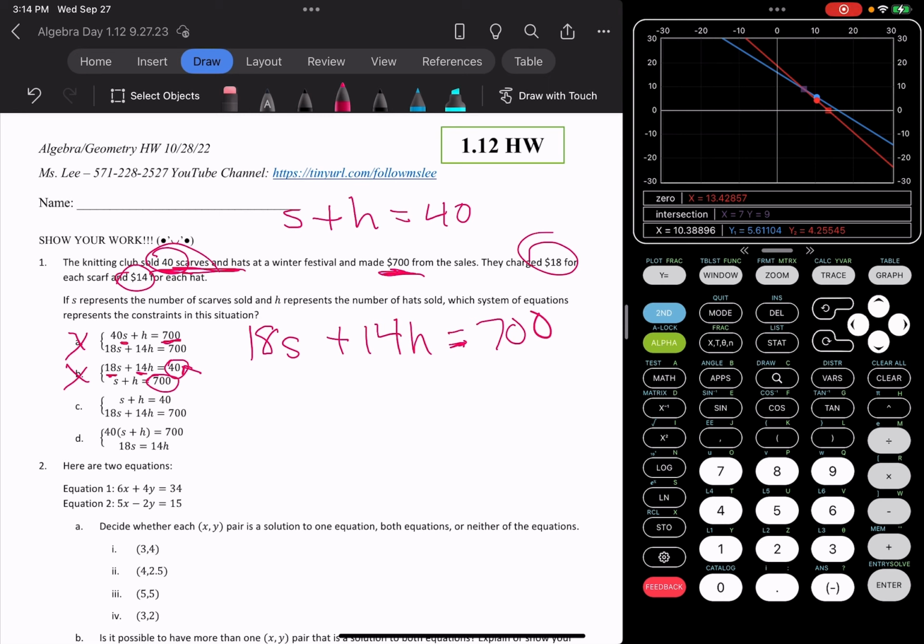S plus H equals 40, and then 18S plus 14H equals 700. This matches up nicely. The first equation gives us the number of scarves and hats, and the second equation gives us the cost or the amount that was made based on the cost of the scarves and the hats. So that one makes the most sense. All right, so letter C there.